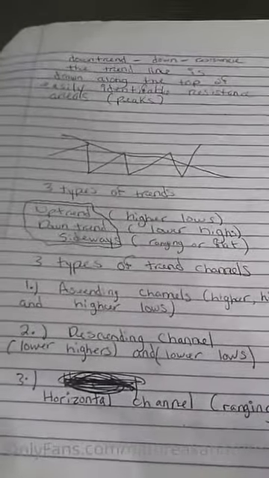So there are three types of trends. You have an uptrend, a downtrend, and a sideways trend.